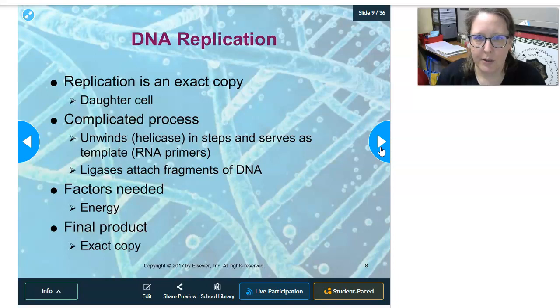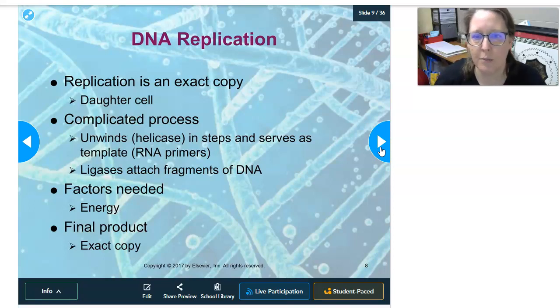Then we are going to talk about DNA replication. Replication is making an exact copy of the DNA. This happens when cells need to be duplicated, so from one parent cell you get two daughter cells that have the exact same genetic material as the parent cell. For example, you're replacing skin cells all the time, so your body is constantly making more daughter skin cells from the parent skin cell.